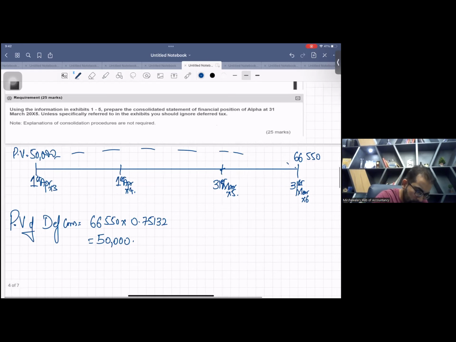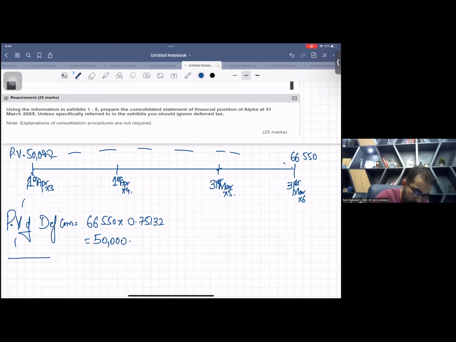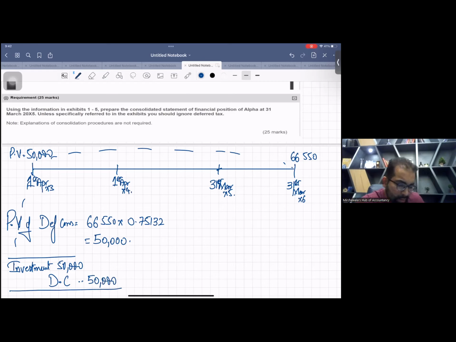Which is investment debit, investment 50,000, and deferred consideration, you can write DC. As a shortcut, I'm writing DC, deferred consideration credit 50. Okay, investment debit and deferred consideration credit.